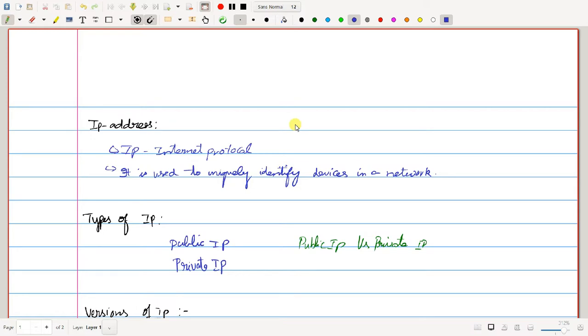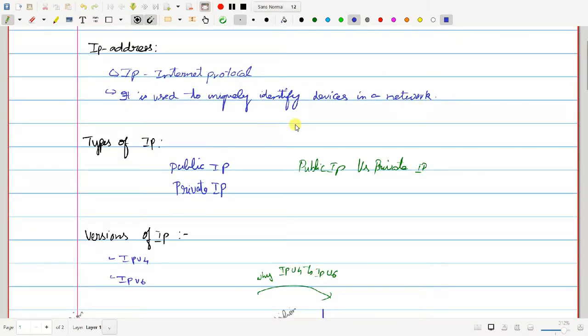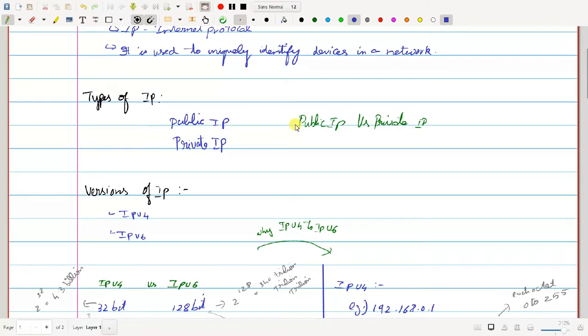Public IP is managed by IANA, Internet Assigned Numbers Authority. IANA manages the public IP numbers, whereas private IP is freely available, and users can assign private IPs according to their needs. Then we are going to see about versions of IP address. There are two main versions of IP address, IP version 4 and IPv6. Apart from that, IP version 5 and IP version 10 are also available. IP version 5 is not used because it has the same problem that IP version 4 has. IP version 10 is under development and research.